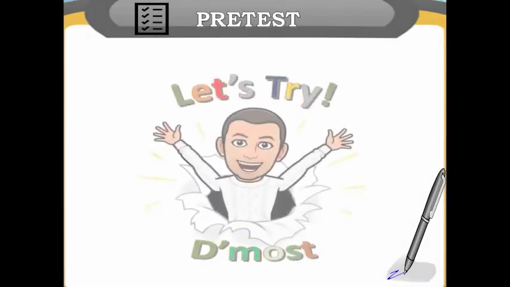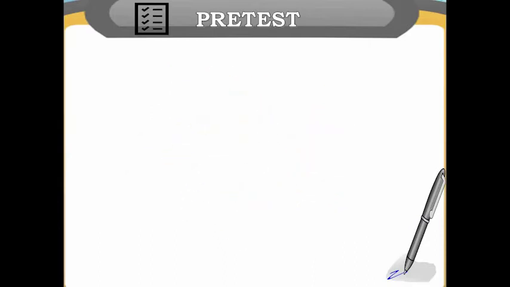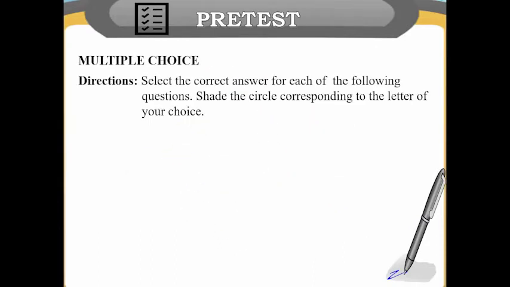Before we proceed to our topic, let's have first a short pretest. Directions. Select the correct answer for each of the following questions. Shade the circle corresponding to the letter of your choice.